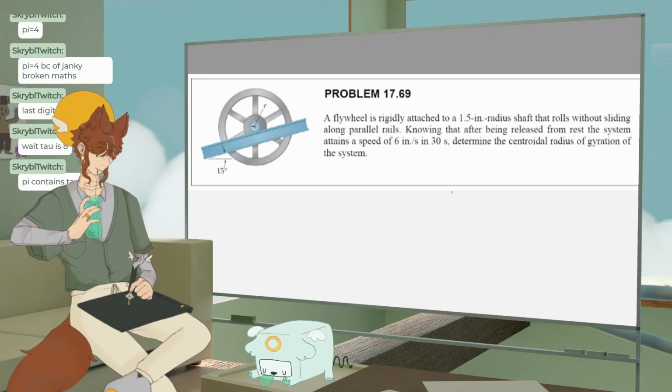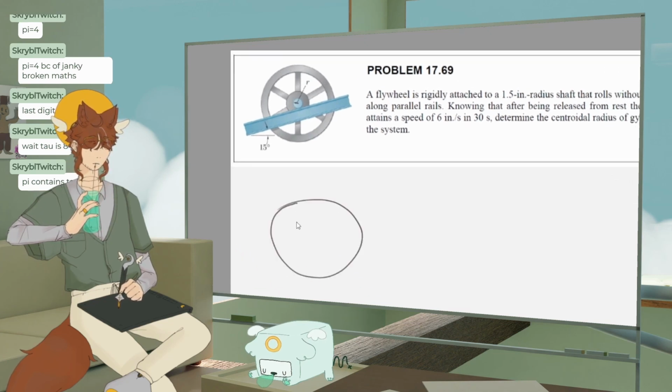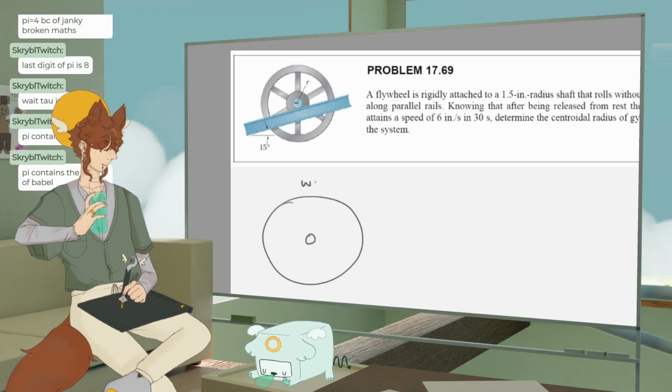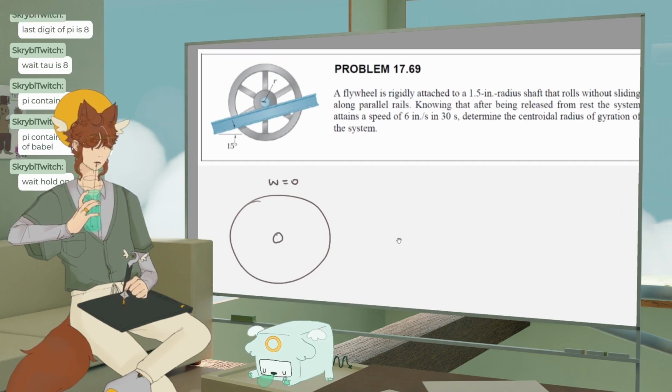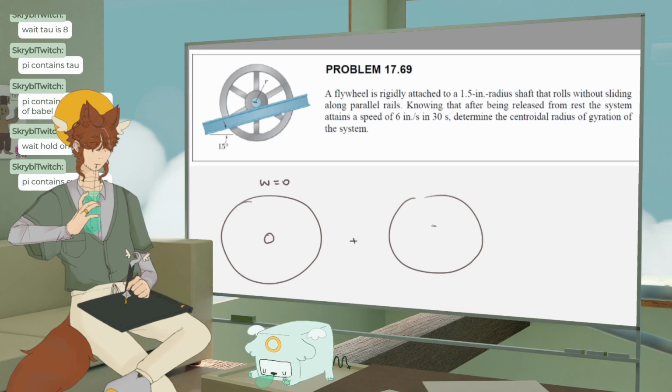Know that after being released from rest, the system will change the speed of... determine the centroidal radius of gyration. Okay, at least they said that and not I-bar, because thank God. Okay, let's draw some pictures. So we'll start off with a big wheel. It's released from rest. They're being very kind to us. And then we're gonna add some stuff in here. Oh, you know, the stuff, the things.